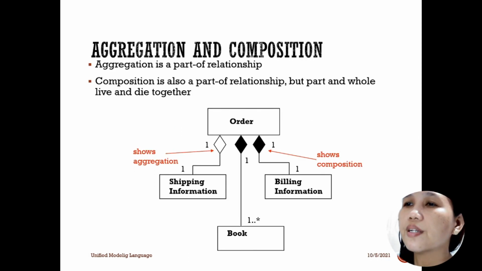Okay, aggregation and composition. Aggregation is a part-of relationship. When we say aggregation, it is only a part-of relationship, but when we say composition, it is also a part-of relationship, but the part and whole live and die together. For example, the billing under the order, the billing information should always be there, it's a standard basically.